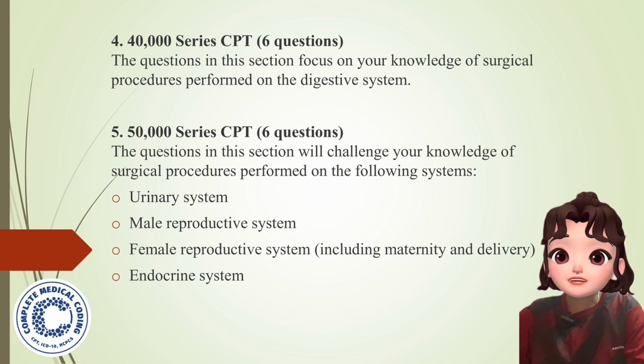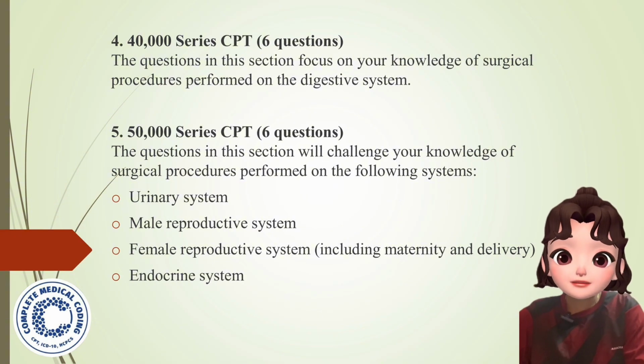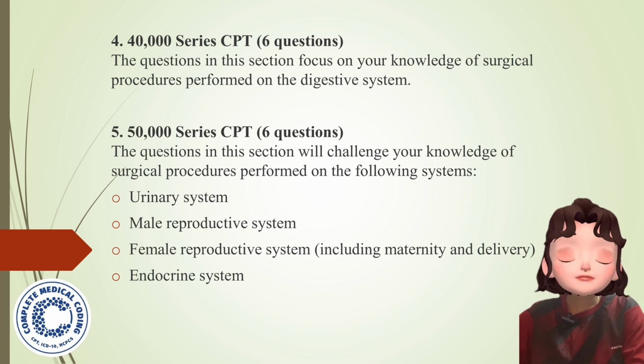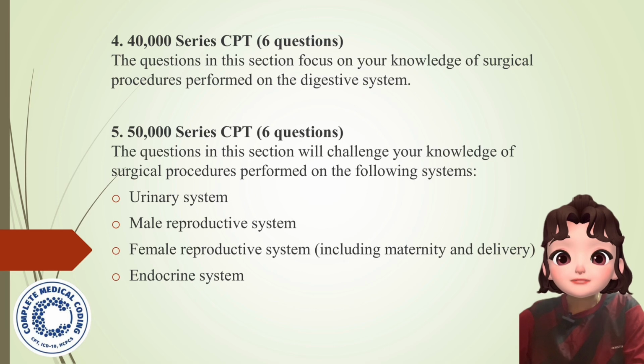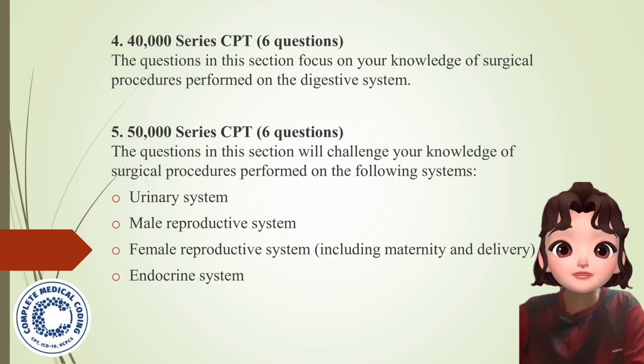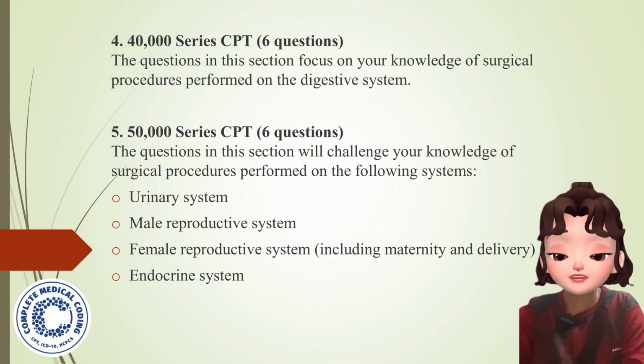Now the 50,000 series, again 6 questions. The questions in this section will challenge your knowledge of surgical procedures performed on the urinary system, male reproductive system, female reproductive system including maternity and delivery, and then the endocrine system. The important one here is the female reproductive system, maternity and delivery. You will definitely get some questions from that.